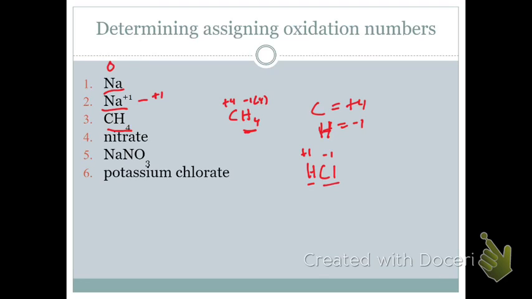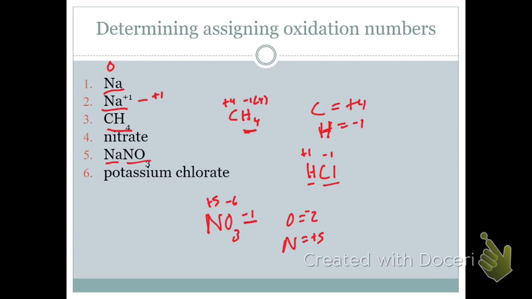Let's take a look at nitrate. Nitrate is NO3 -1. One rule is oxygen is always -2. For the most part, oxygen is always a -2 charge. So here oxygen is -2, which means there are 3 of them, so this is -6. Now, this is a polyatomic ion, so the total charge has to equal -1. So this will make nitrogen a +5. That means this +5 with a -6 gives you a -1 charge.